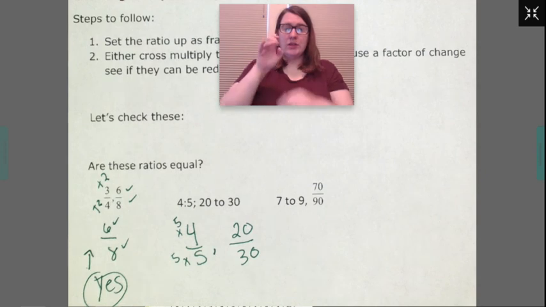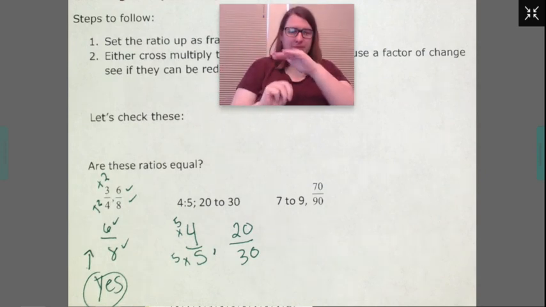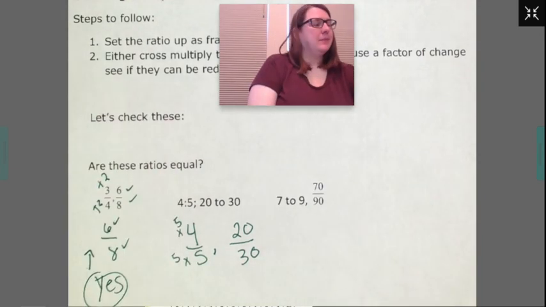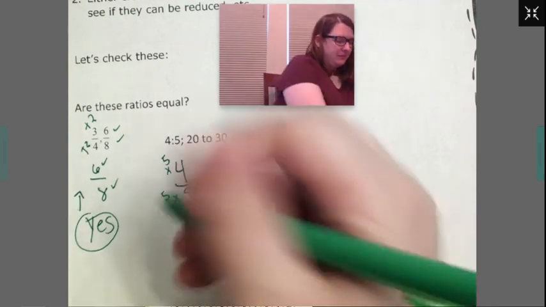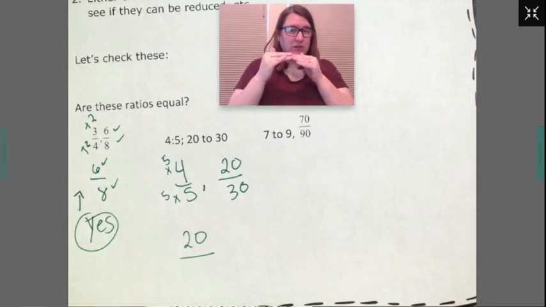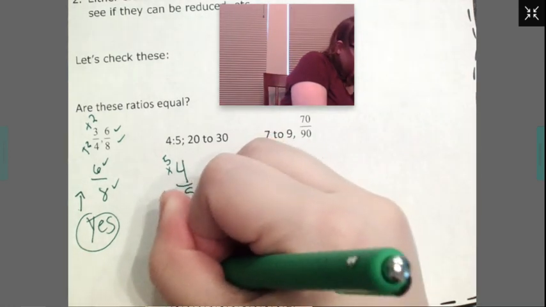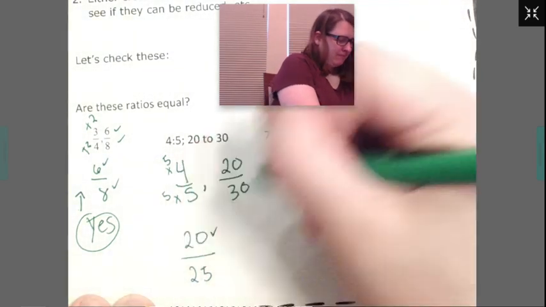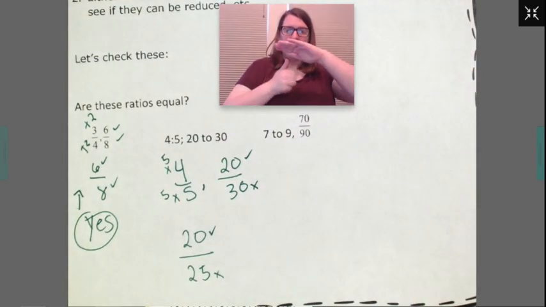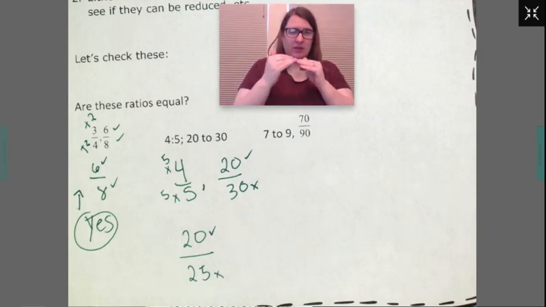What I do to the top must be the same as at the bottom. 4 times 5 equals 20. 5 times 5 equals 25. That bottom number is not the same, so these are not equivalent.